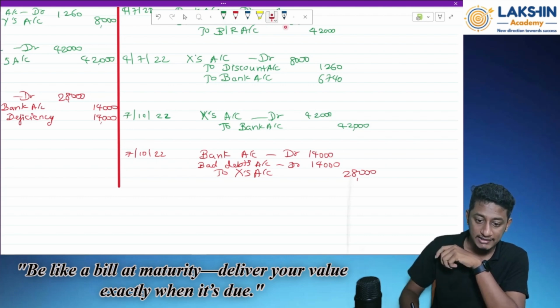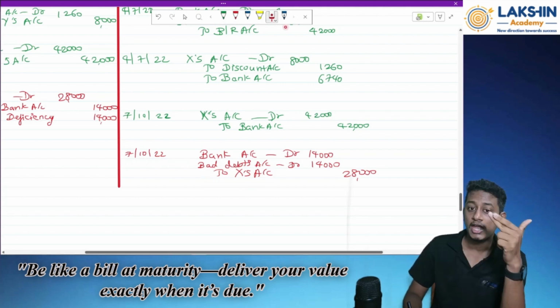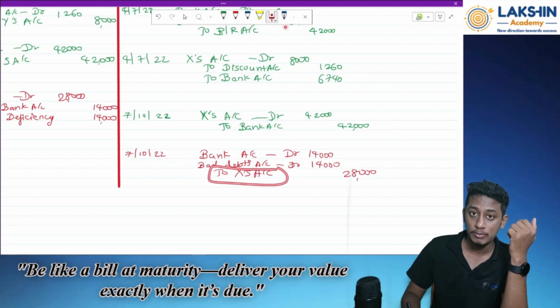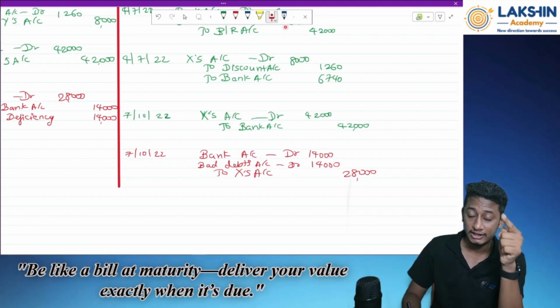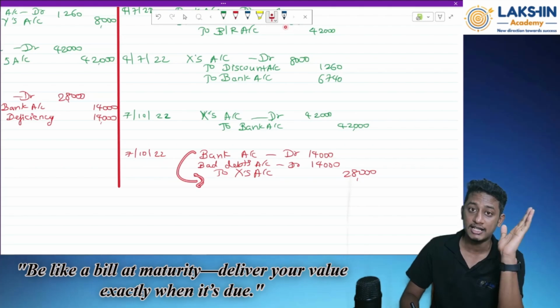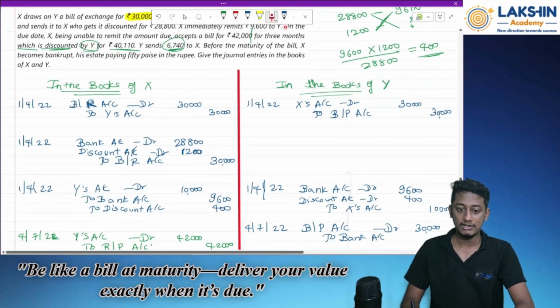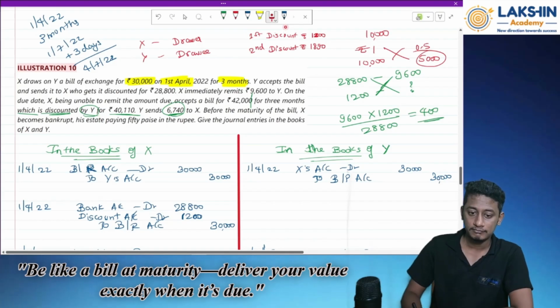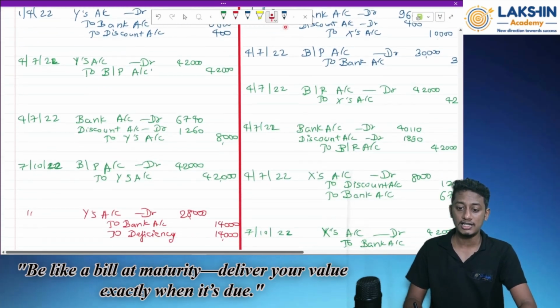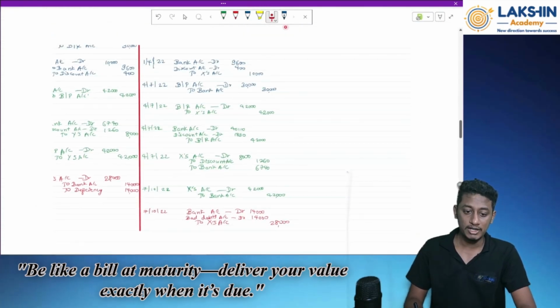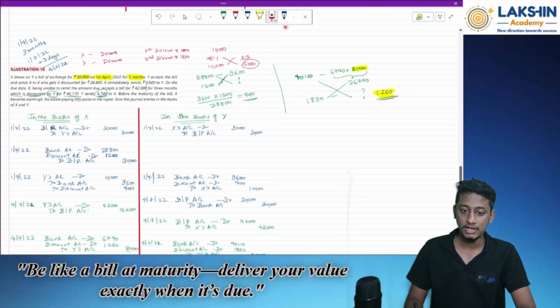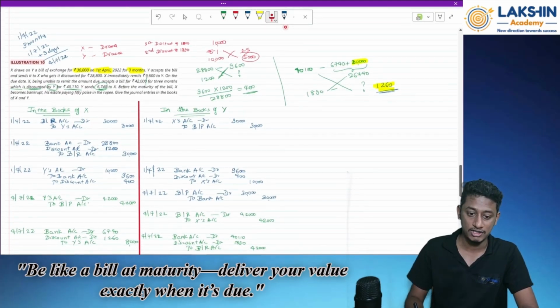Clear? Why is X account created over here? Because he was a debtor to me. Now by crediting his account, I have cleared his account completely. Yes. So by this we are done with all the journal entries that were to be done for the accommodation bill. Okay, so we'll move on to the next question then.